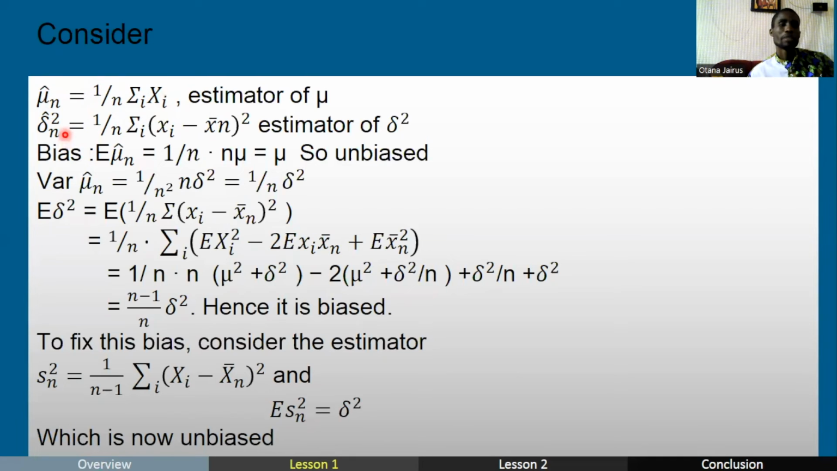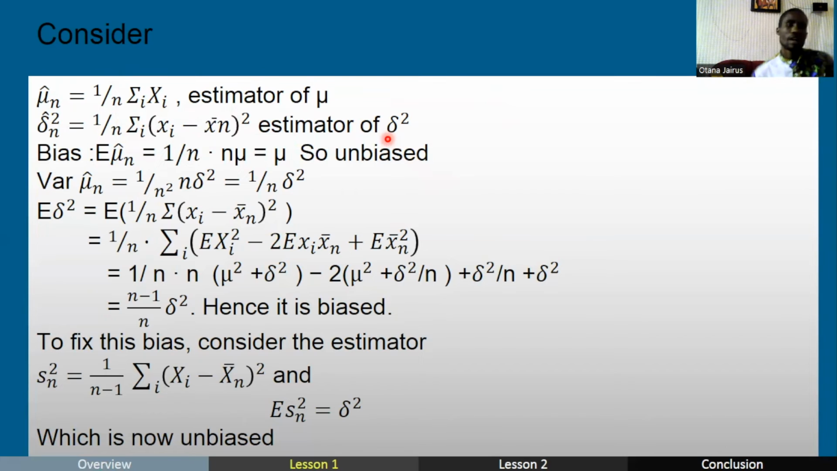And for the estimate of sigma squared, which is the variance, we get the estimate by taking the summation of xi minus the mean, where x bar is the mean, okay? So we take the squared differences of xi minus x bar, and the estimate of variance is found by taking the summation of all the squared xi minus the mean, divided by the sample size n. That is the estimate of sigma squared.